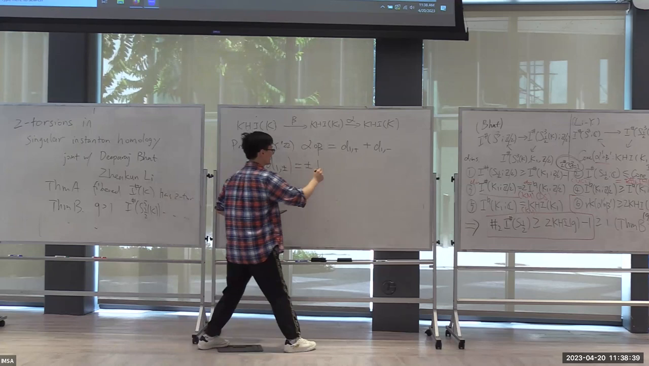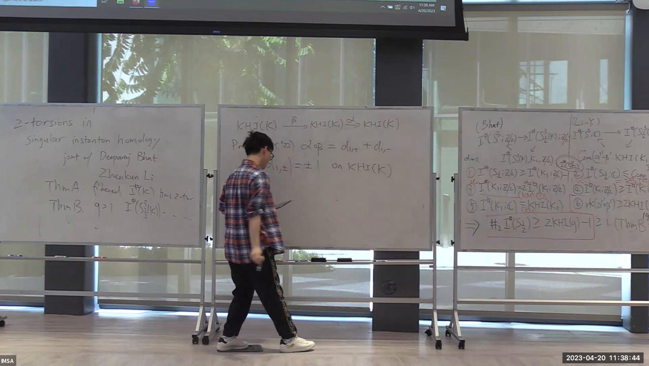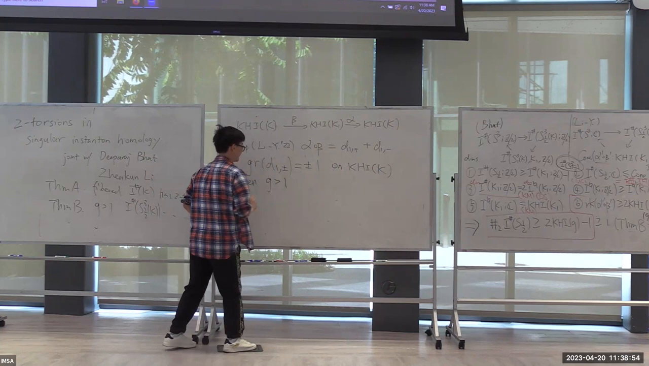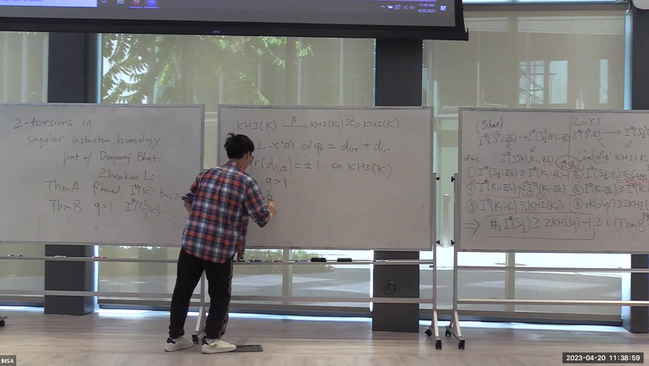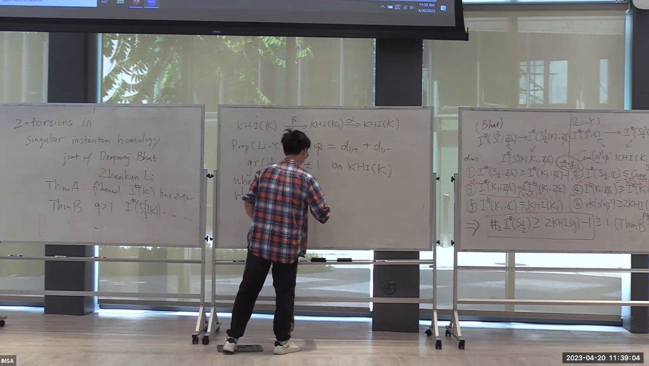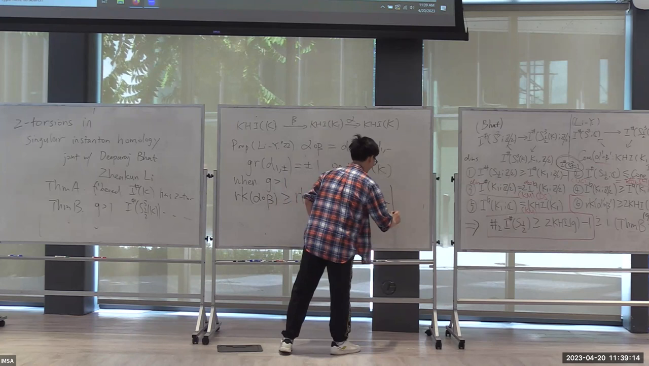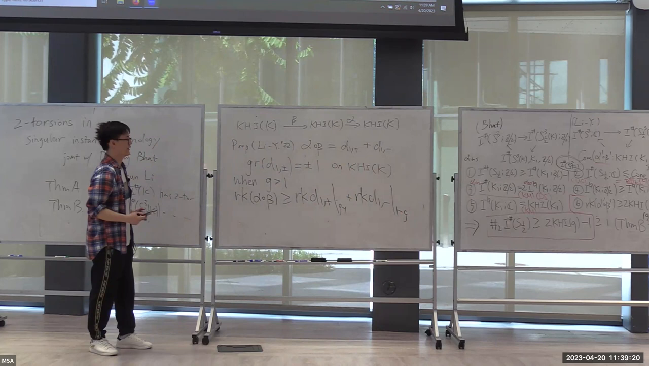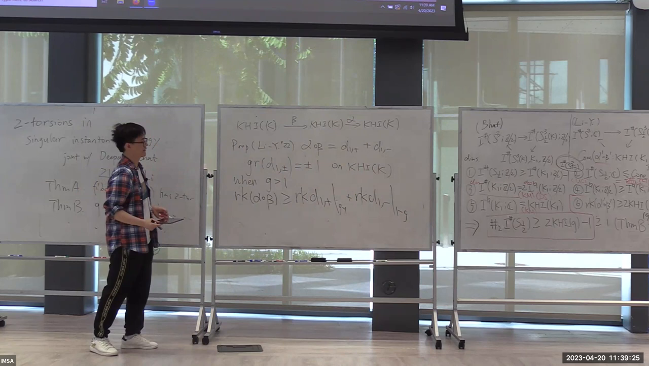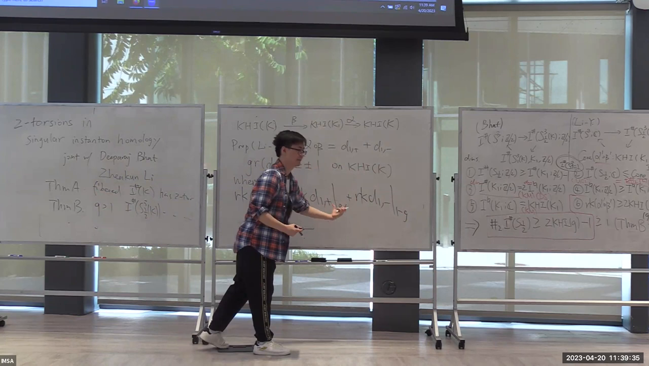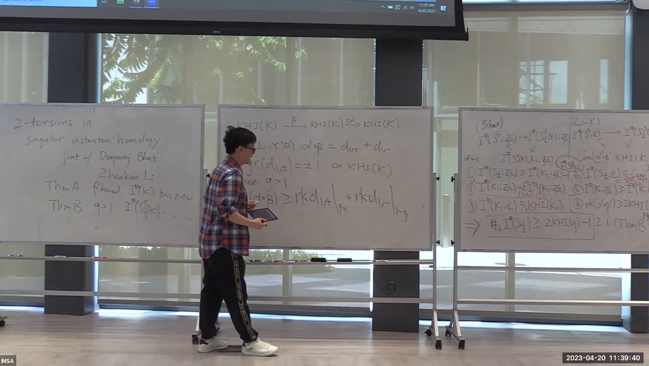Because of the Alexander grading, we can use the following trick. When g is larger than one, then the rank of alpha composed with beta is larger or equal to the rank of D1 plus restricted to grading g minus one, plus the rank of D1 minus restricted to grading one minus g. The trick is that they have different grading shifts, so when g is larger than one, we can split them and compute the rank of each map.